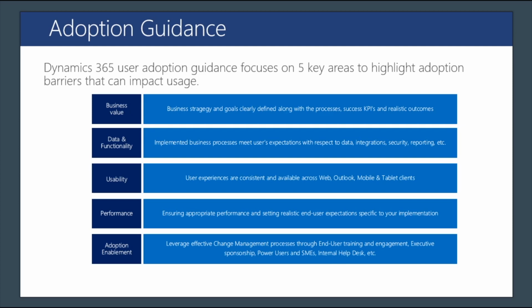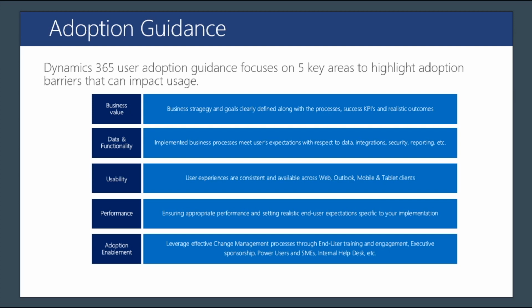So there are 5 key areas that we look at when we talk about providing guidance for user adoption. The first one is business value, and this is important because this is where you start to look at your business strategy. This happens in the pre-planning stage, even pre-envision, where you begin to develop your cost-benefit analysis and look at other things. So you define your business strategy and goals, along with processes that you're going to use, program governance, those types of things, the success KPIs, and of course realistic outcomes.